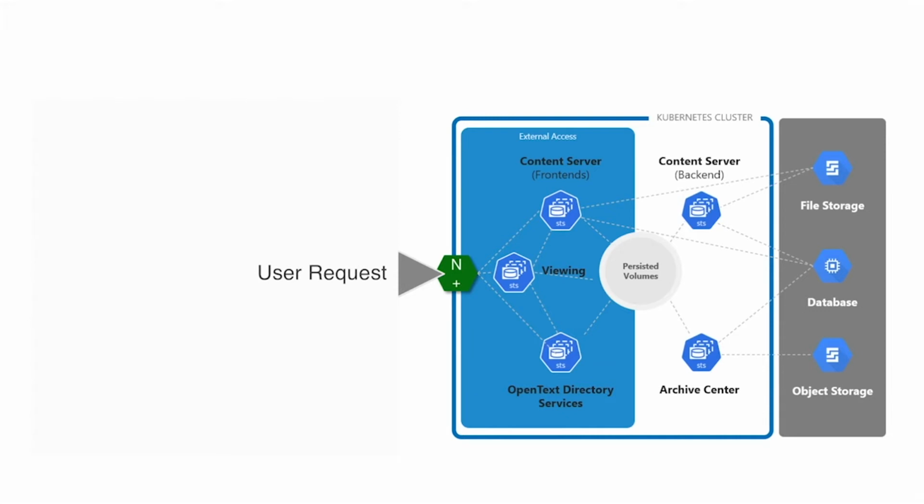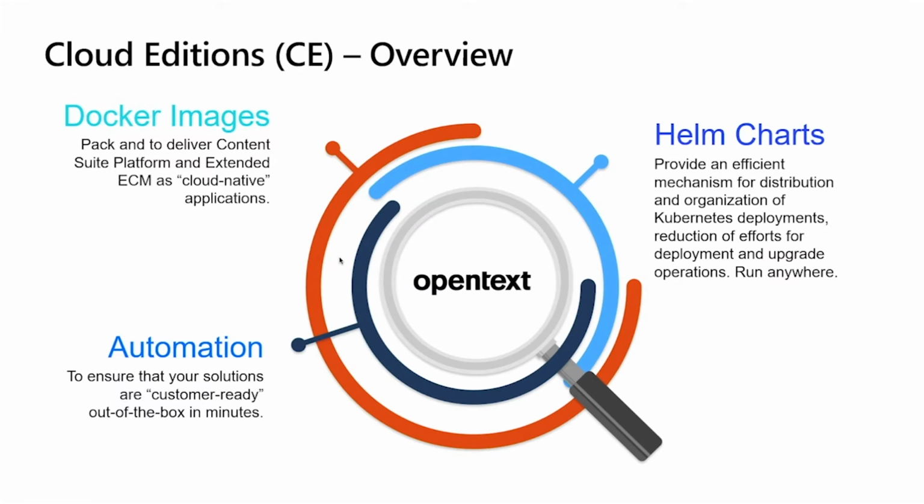But how can we simplify the deployment of all of this infrastructure? We follow 3 steps to simplify the deployment. Let's take a look. Number 1, deliver our product as Docker images. Second, leverage Helm chart to pack and distribute the configuration for our containers. And introduce deployment automation to avoid manual tasks during the deployment. Let's take a look in more detail at each of these steps.